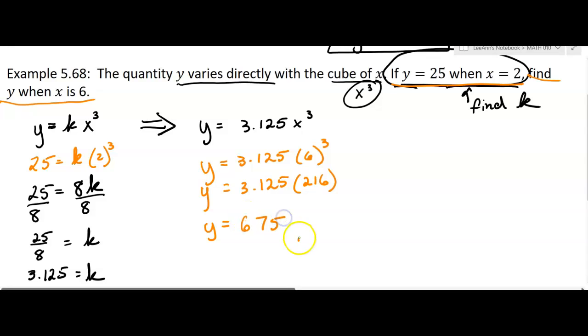675. Now we don't have any units on this, so we don't know really what we're measuring. It could be inches or cups of lemonade or whatever. They didn't give us any information about the actual going on of the problem, but we're able to solve for y, and that's what they asked us to do.